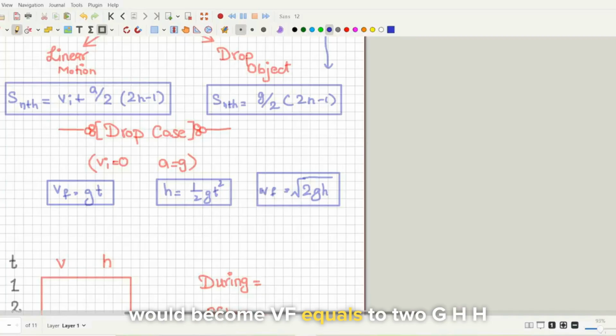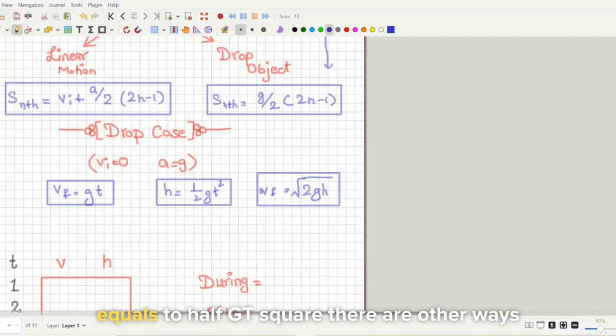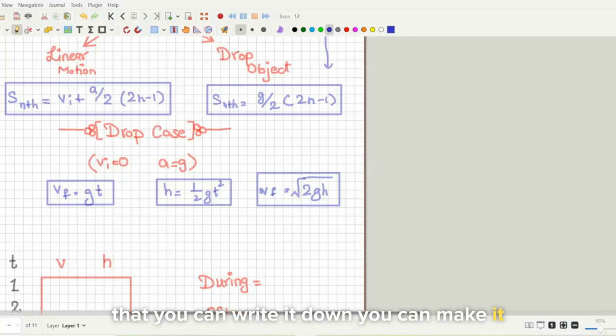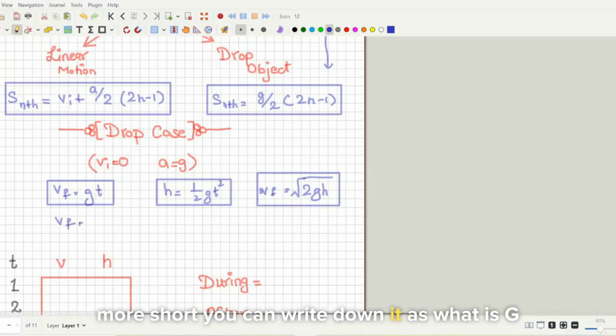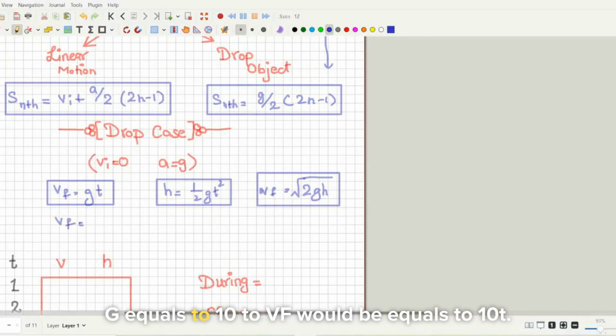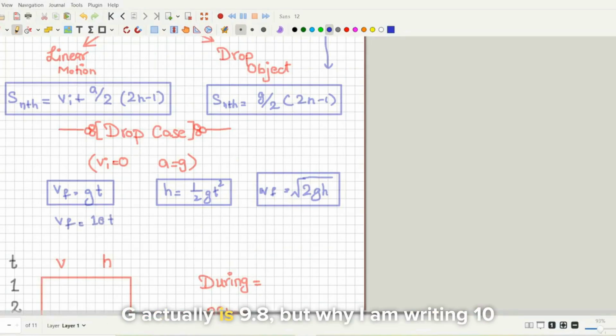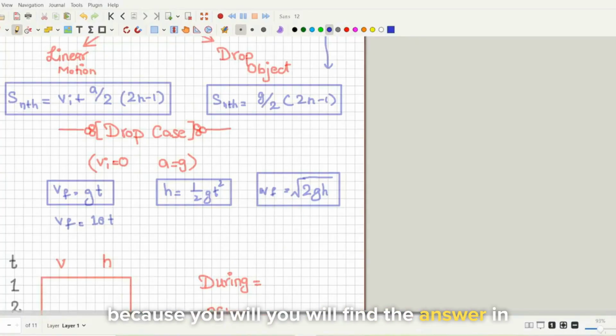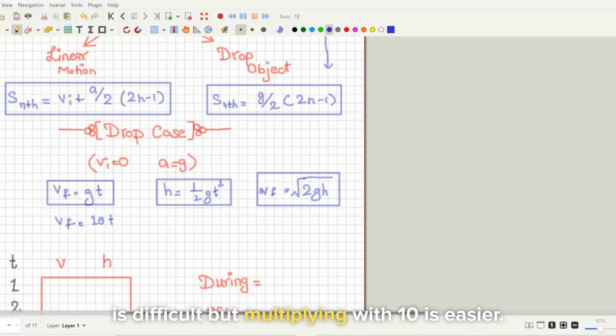That would become Vf equals gt, h equals half gt square, and Vf equals under root 2gh. There are other ways that you can write it down, and you can make it shorter. What is g? g equals 10, so Vf would be equal to 10t. g actually is 9.8, but why am I writing 10? Because you will find the answer in approximation, because multiplying with 9.8 is difficult, but multiplying with 10 is easier. So the answer would be really close to the real answer.